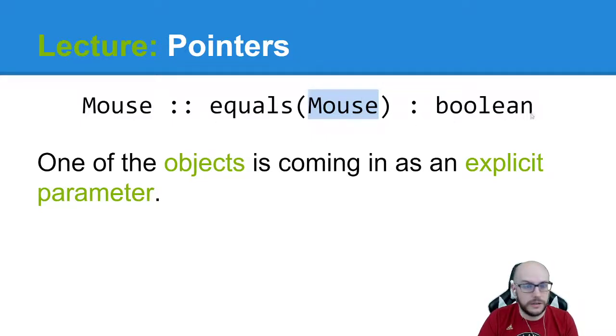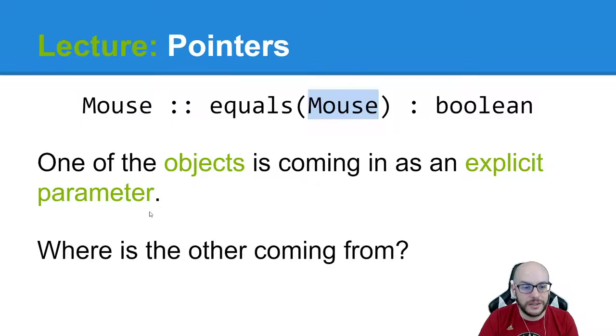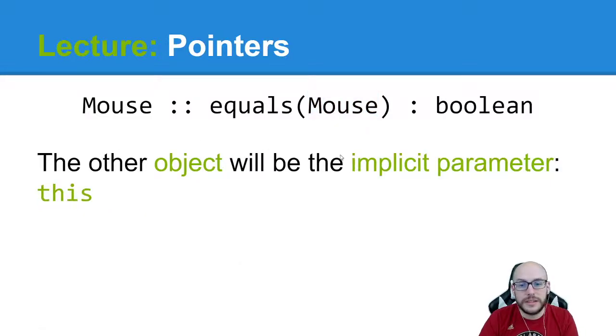And we don't see an underline. This is not a static method. This is an instance method, meaning we will need a mouse object. So you see this mouse here coming in as an explicit parameter. I'm telling you that the equals method compares two mouse objects. Where's the other mouse? Well, the other mouse is the implicit parameter, right? This thing is not static. That means you need a mouse in order to call the method. You need an implicit parameter. Effectively, the other mouse is this.